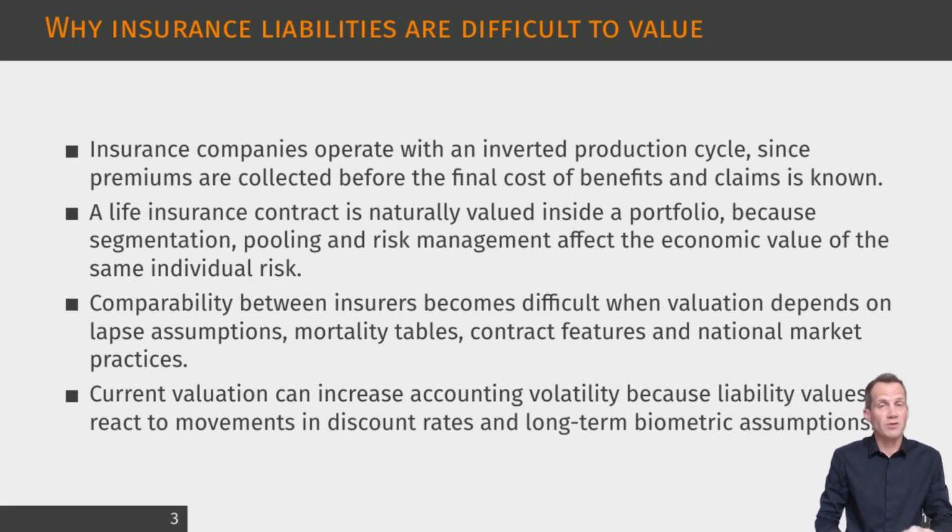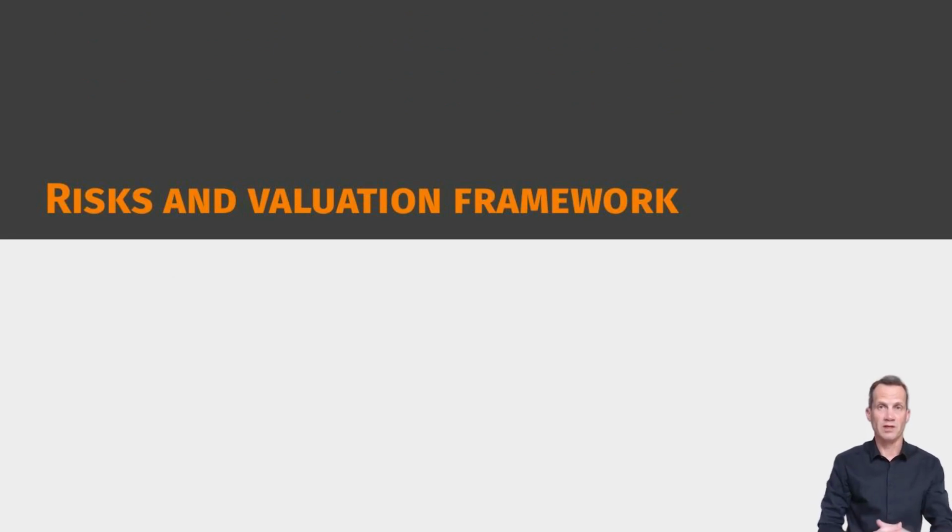Without transparent assumptions, two reported values may not be comparable, even if both are called fair values. Finally, current valuation can increase volatility. A change in long-term interest rates can strongly affect the present value of guarantees or annuities. A revision of mortality assumptions can also remeasure future benefits. Fair value valuation improves economic visibility, but it also makes the balance sheet more sensitive to market movements and model choices. We now move from the accounting motivation to the valuation framework.